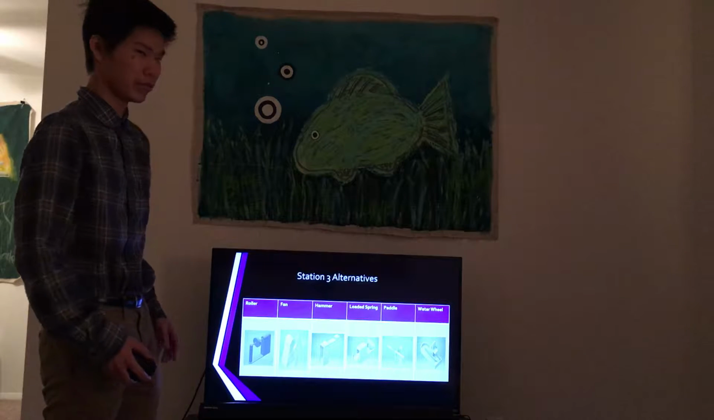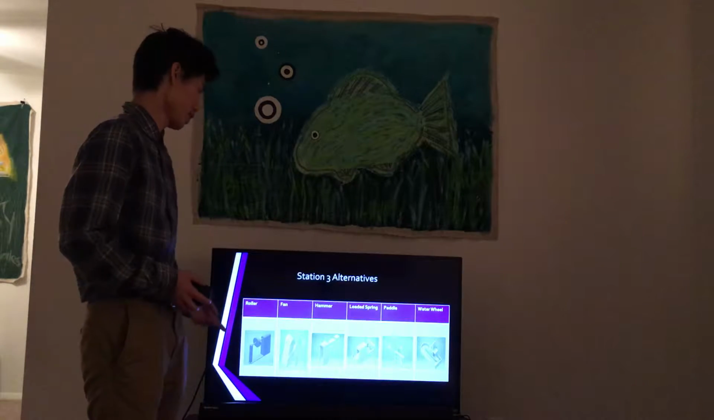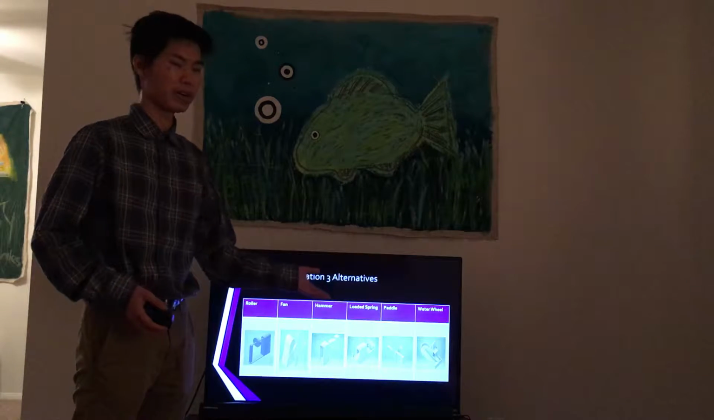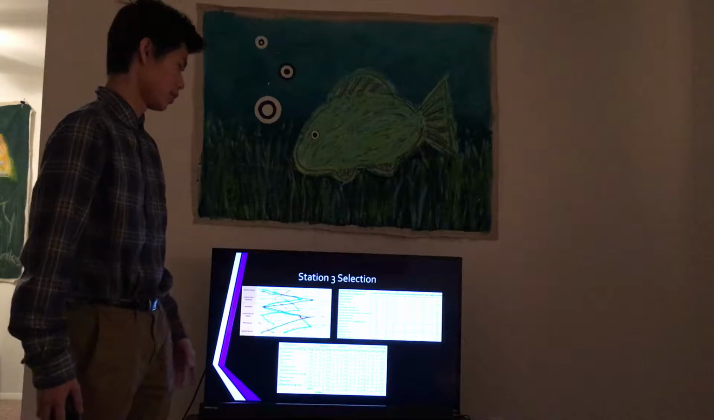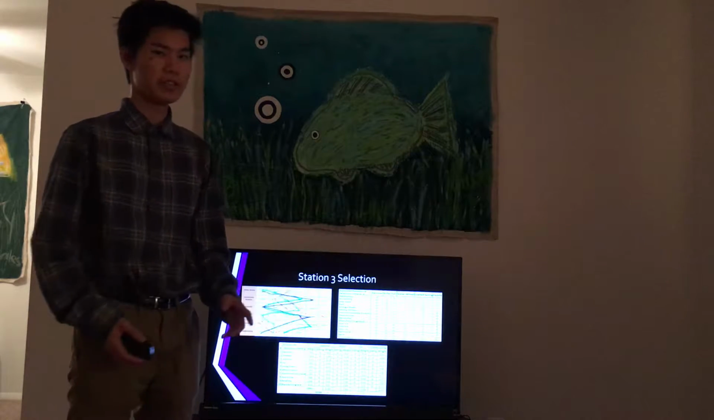And then finally, station 3 was a way to give the ball more kinetic energy as it goes around the track. So we came up with the roller, the fan, the hammer, the loaded spring, the paddle, and the water wheel. And from screening, we immediately eliminated the water wheel and the paddle, so we didn't pay attention to them.